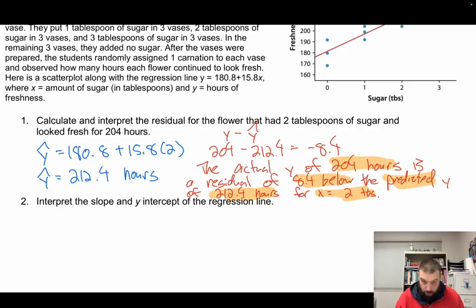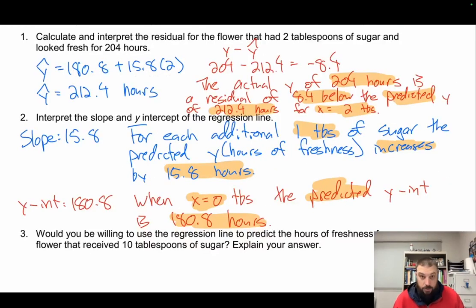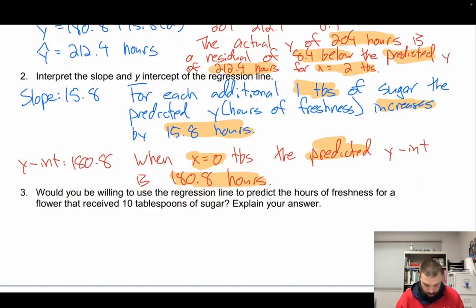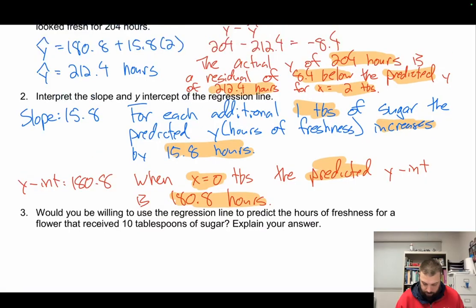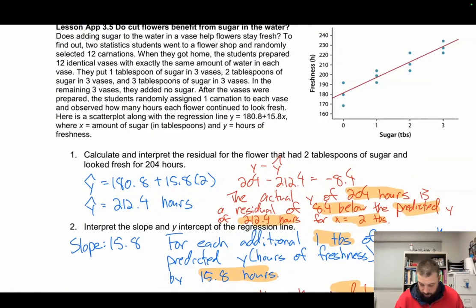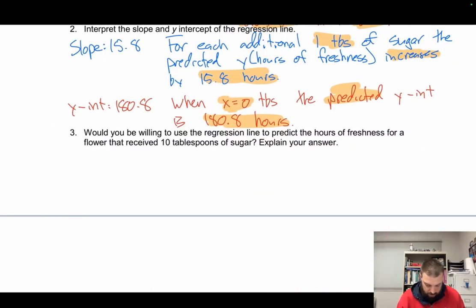All right, so there's our key things that we need. There's your slope and y-intercept with the sentence frames, matching what you have up in the notes. All right, and then looking at 10 tablespoons in our graph, right? We're at 3, so 10 would be 3 times that amount. And so the answer would be no, due to extrapolation.